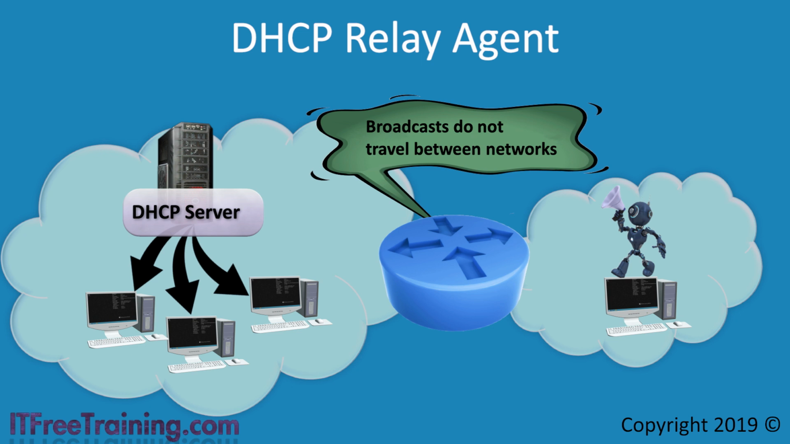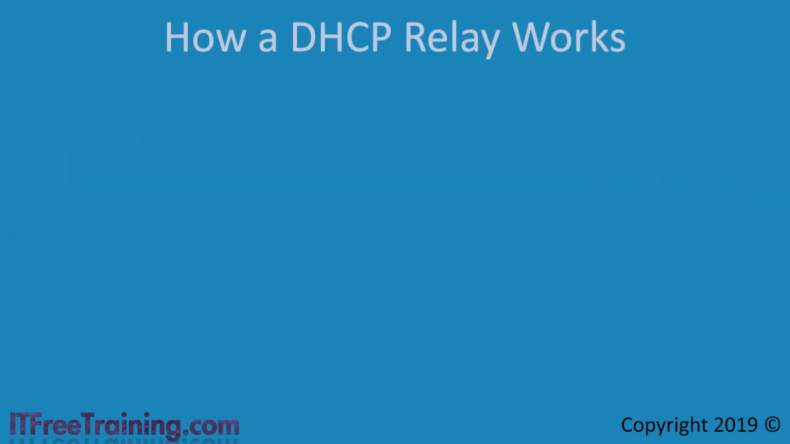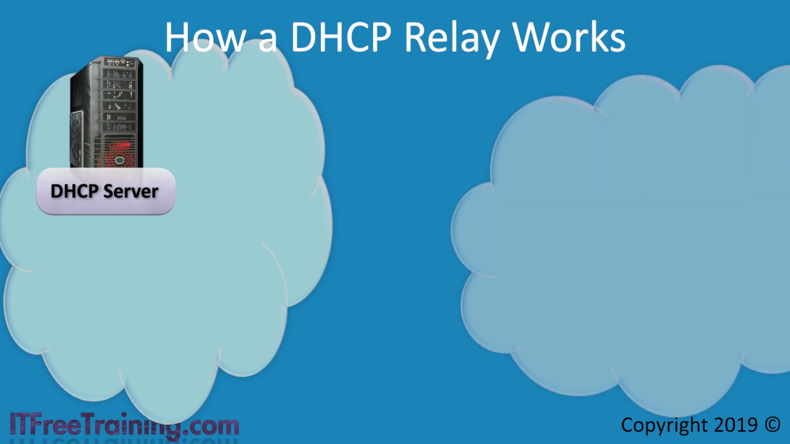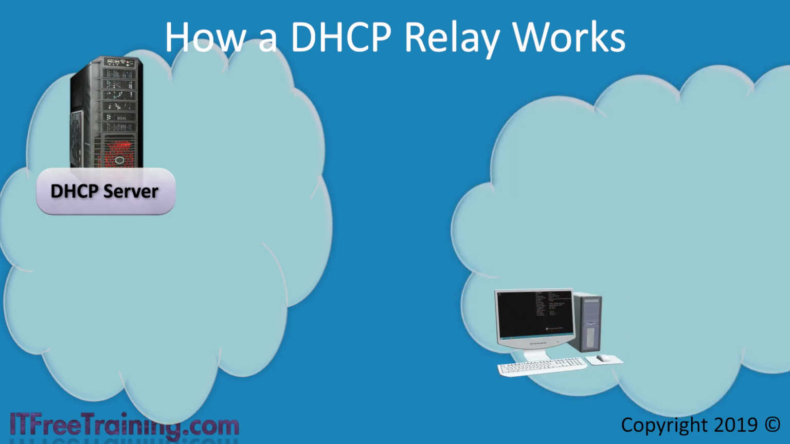Later in the video, I will look at why the administrator may choose to deploy a relay agent, but before that, I will first look at how a DHCP Relay Agent works. Consider the main network has the DHCP server. On a second network is a device. The network is connected by a router which is not configured to forward broadcasts. I will look at this more later in the video.